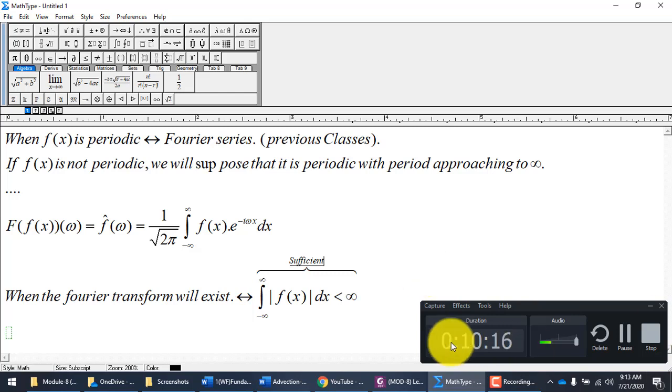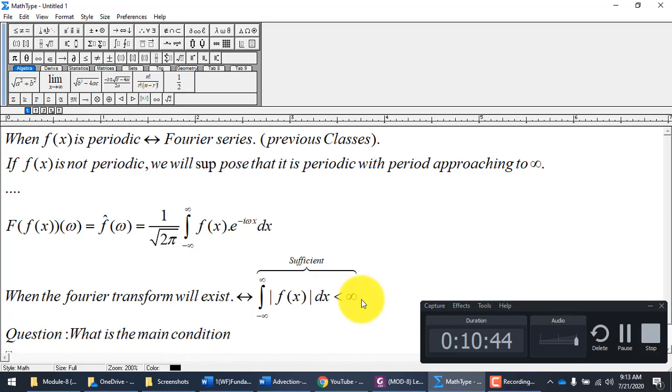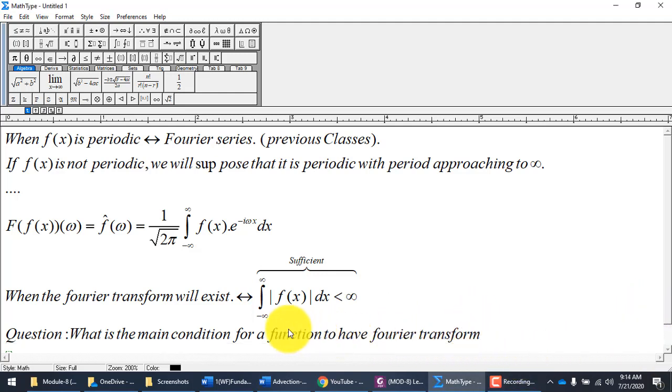There is one more condition which I am not going to tell right now, because this is the big question for all of you: what is the main condition for a function to have a Fourier transform? I have told you that the function has to be absolutely integrable, but there is one more class of functions.